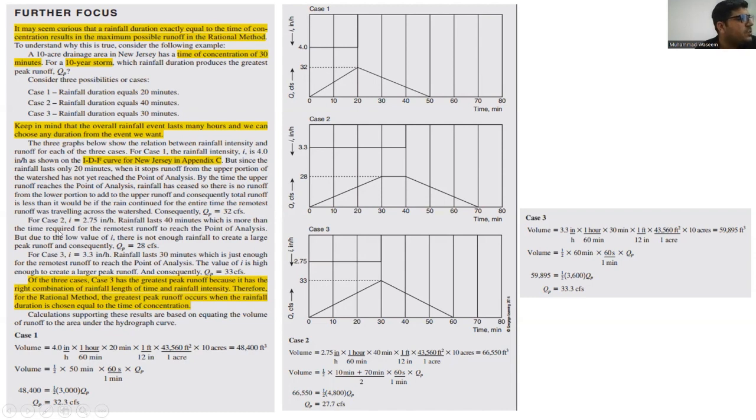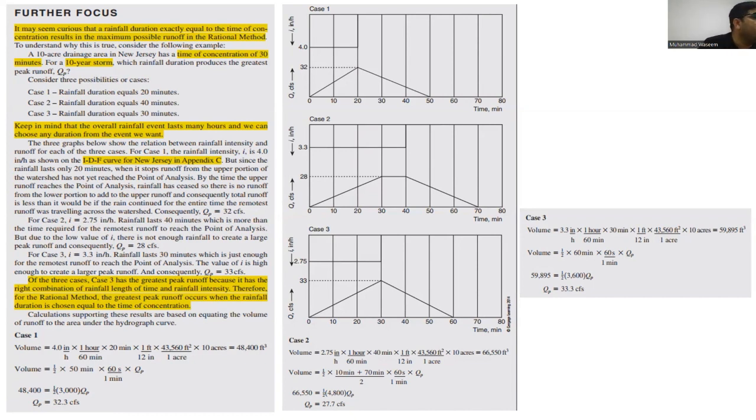Let's say in case 2, I is 2.75 inches per hour. So here the intensity is changing. You need to keep in mind that the intensity is changing. Initially it was 4 inches per hour, and now it becomes 2.75 inches per hour, because for a storm of 10 years, if the duration changes, then the intensity changes according to the intensity, duration, and frequency curves. So now the intensity is 2.75 inches per hour, and the duration is more than the time required for the remotest runoff to reach the point of analysis.